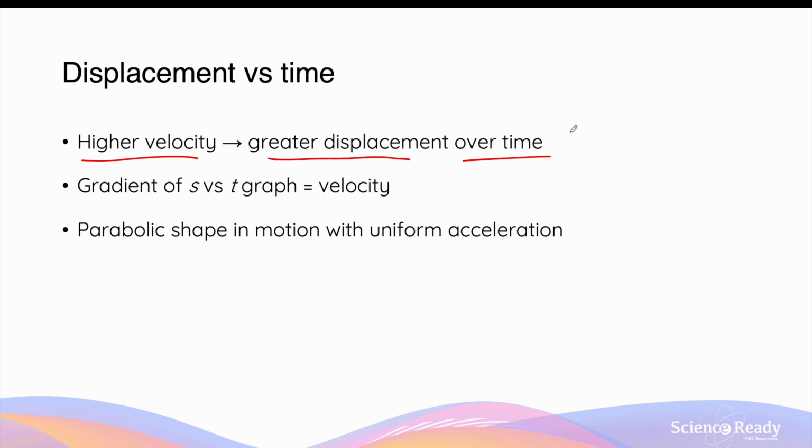This is the definition of velocity, that is, the change in displacement over the change in time. When we're looking at displacement versus time graphs, pay extra attention to the gradients, because the gradient of these graphs represents the velocity of the object for that particular interval in time. And when an object has uniform acceleration, you will expect the displacement versus time graph to have a parabolic shape.